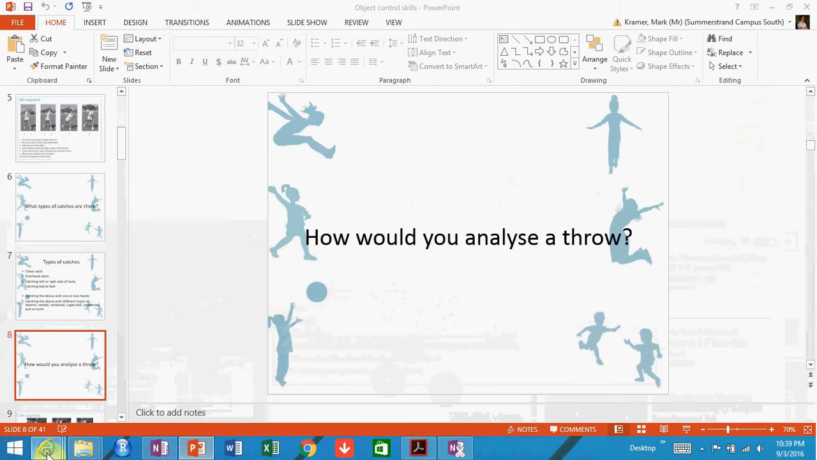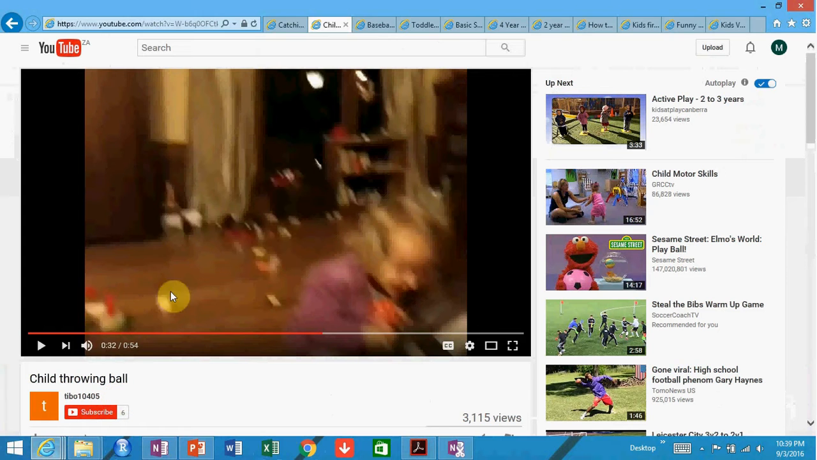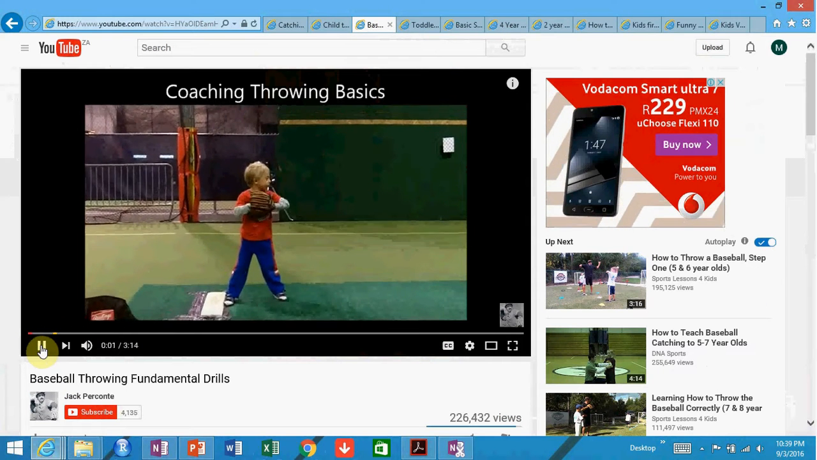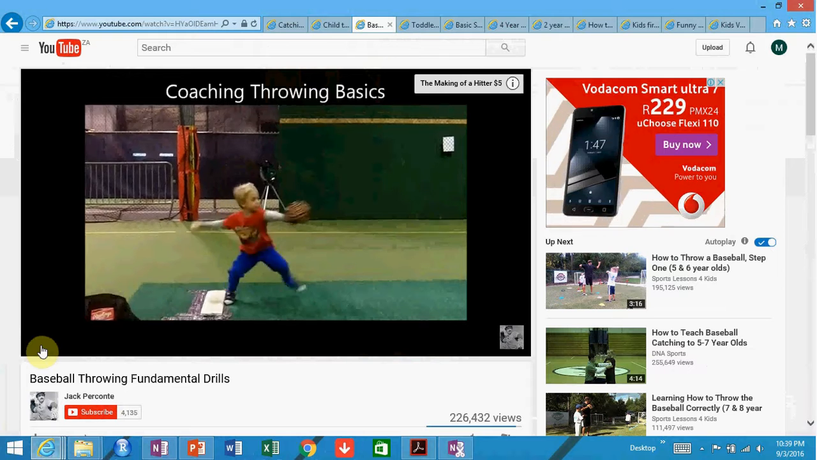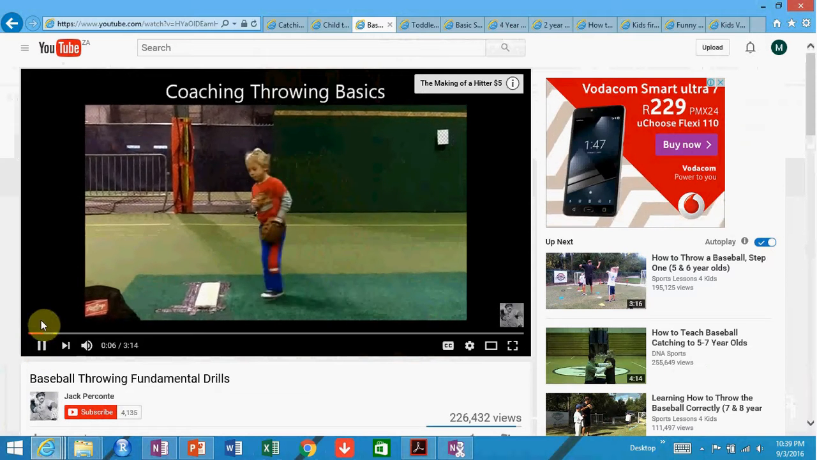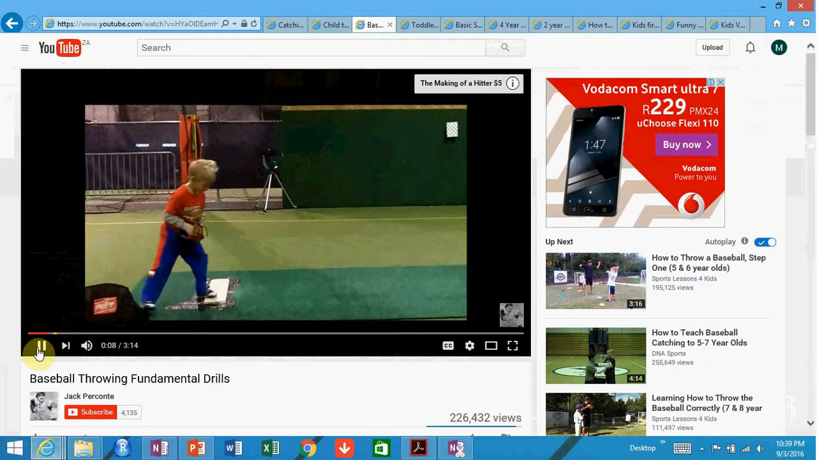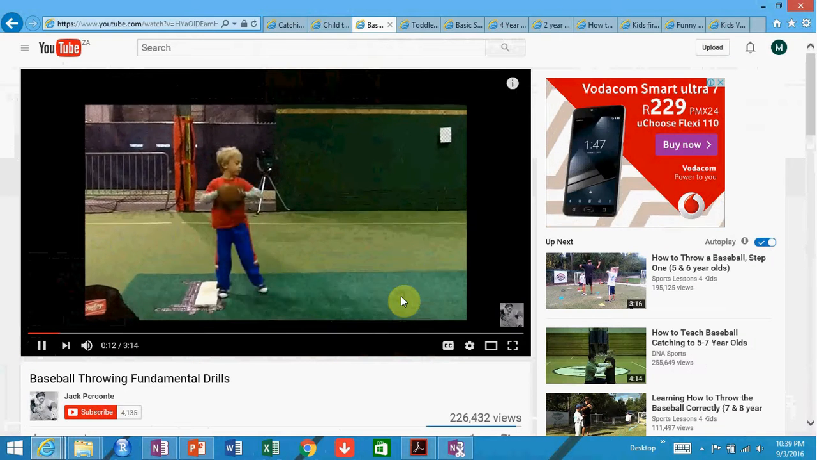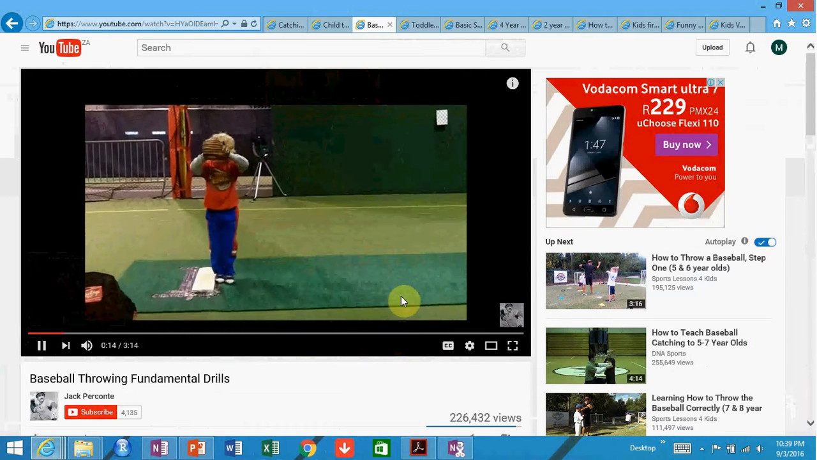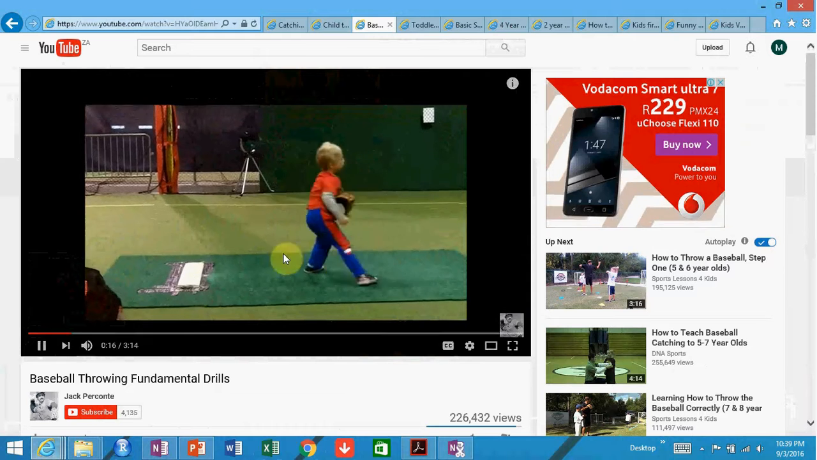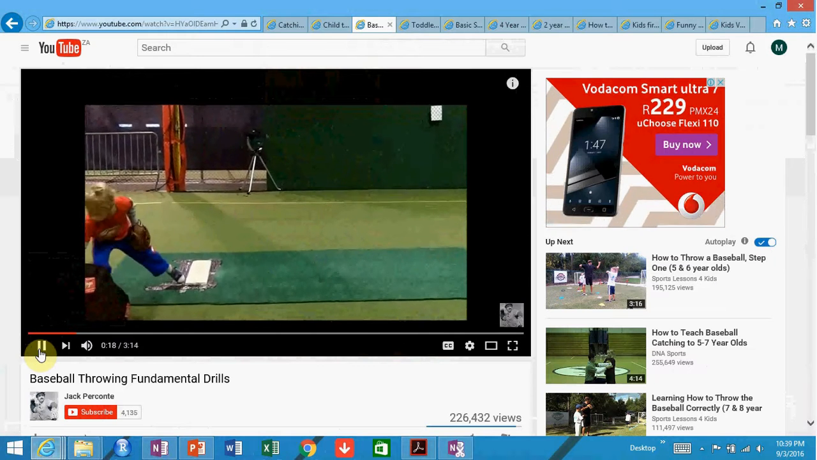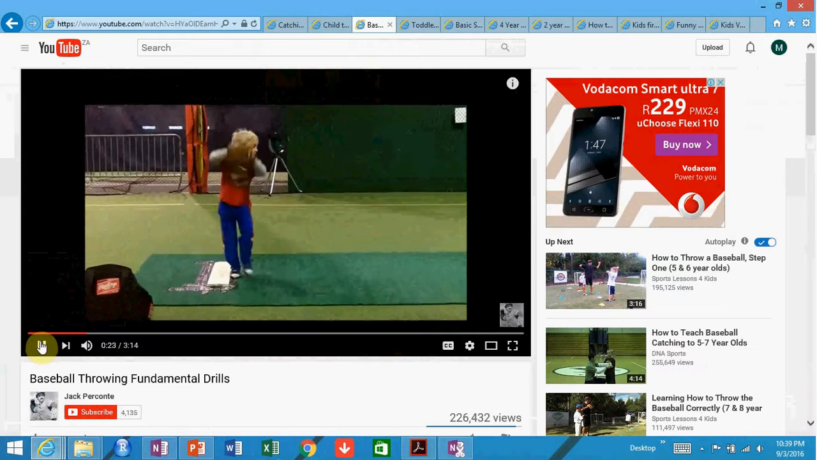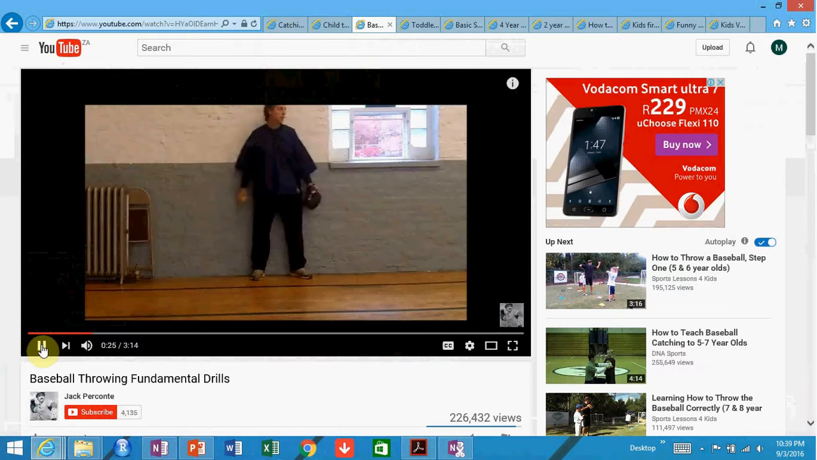So let's have a look at that. So the next activity is a throw, and let's look at this child's throwing action. So what would you look at? Would you say he's a good thrower? I'd say he looks about 6 years old. Look at that.